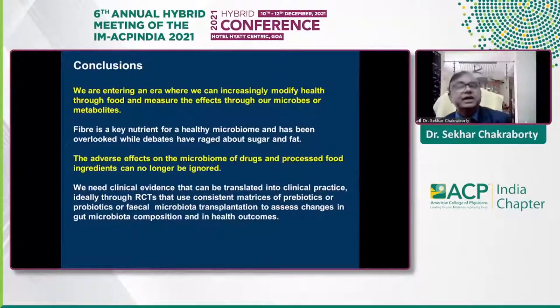To conclude, we are entering an era where we can increasingly modify health through food and measure the effects through our microbes. Fiber is the key nutrient as a prebiotic for a healthy microbiome and has been overlooked while diabetes has been blamed on sugars in the diet. The adverse effects of drugs and processed food ingredients on the microbiome can no longer be ignored. So we need more clinical evidence that can be translated into clinical practice, ideally through RCTs that use consistent metrics of prebiotics, probiotics, or fecal microbiota transplantation to assess changes in gut microbiota composition and health outcomes and disease. So thank you very much.